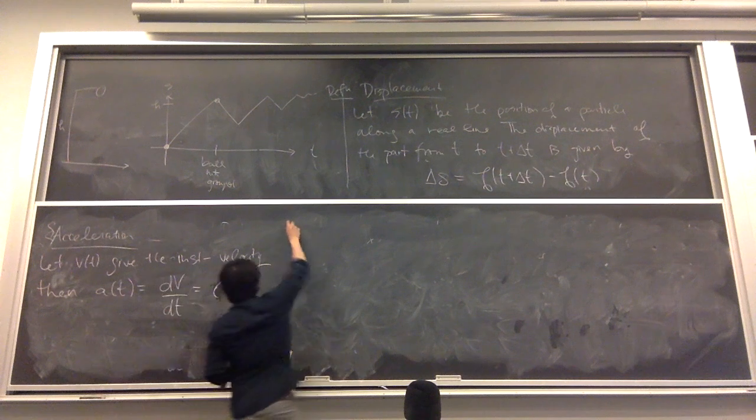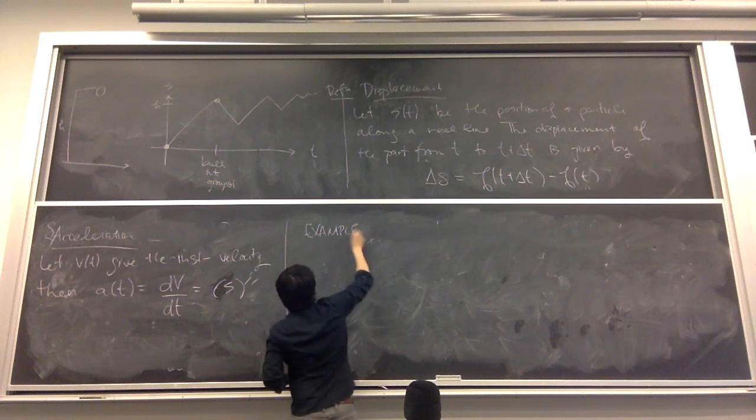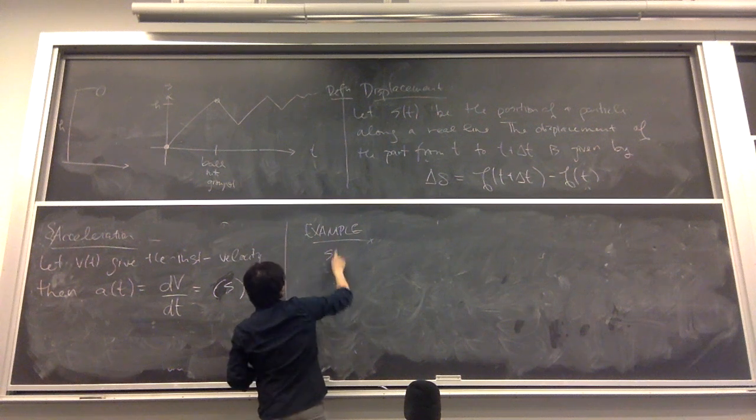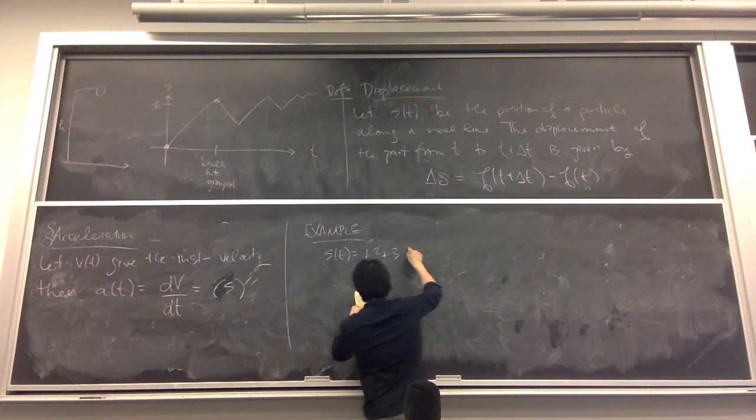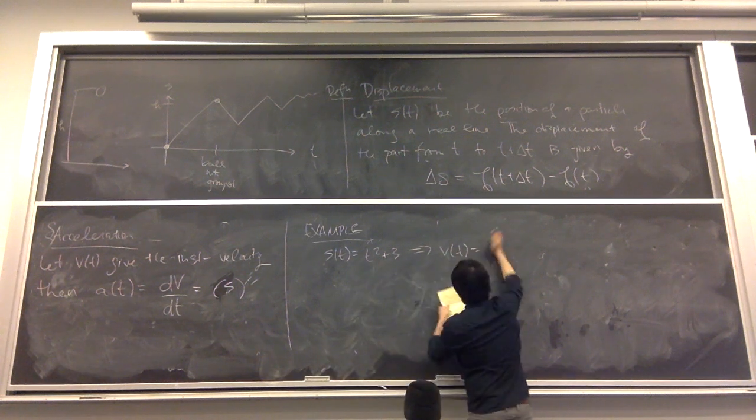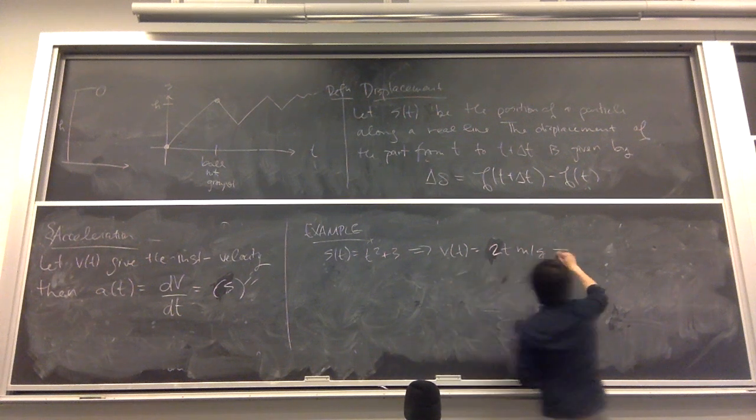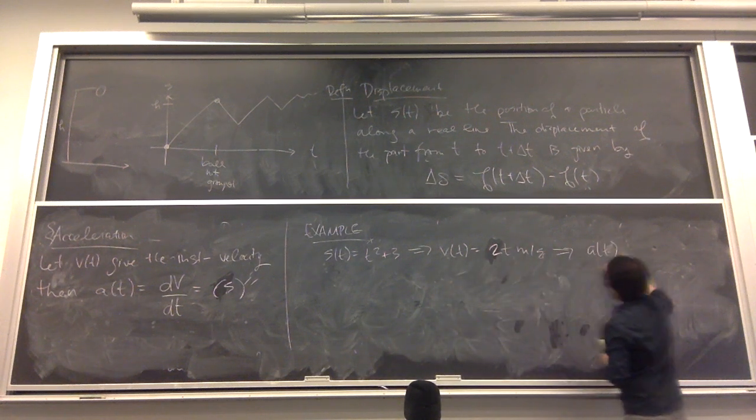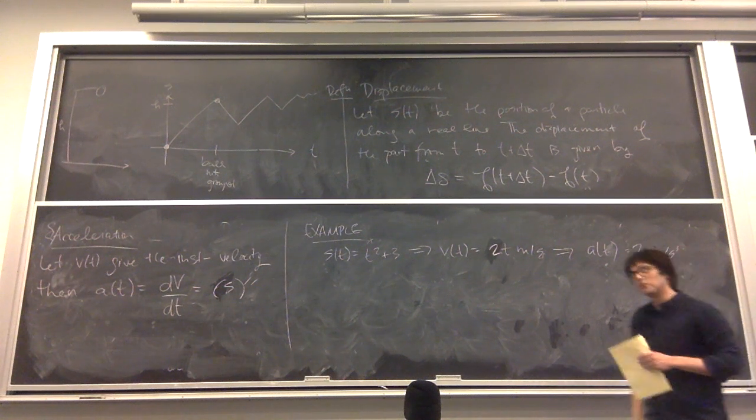So, example. For that guy I just invented, Bob, Bob was moving like this. This means that his velocity was given by 2t meters per second, which means that the acceleration is just the next derivative of this, which is 2 meters per second cubed. Meters per second per second per second.